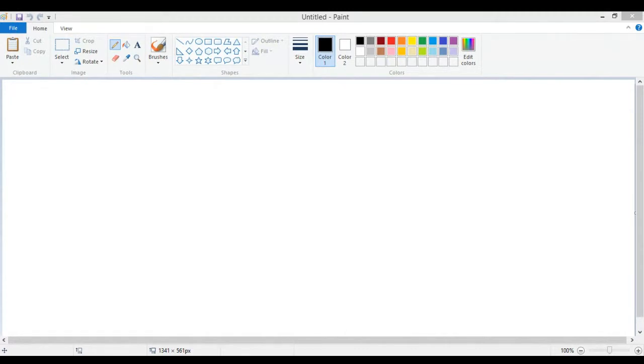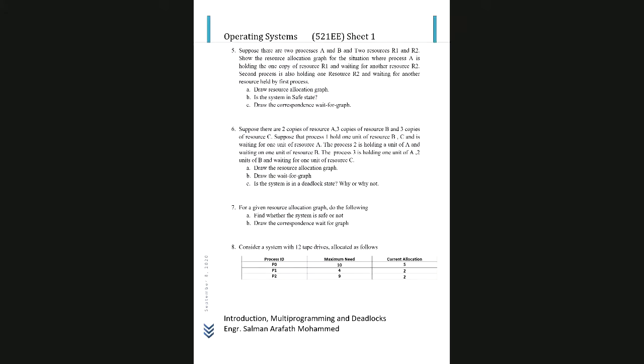Let us see what is the next problem. So we have completed 4 problems. Let's go for the fifth problem. With the fifth problem, we have completed introduction and multi-programming. This is about deadlock, which we'll see next week, inshallah. We'll complete the sheet next week. What is deadlock and all, I will cover in the next lecture.